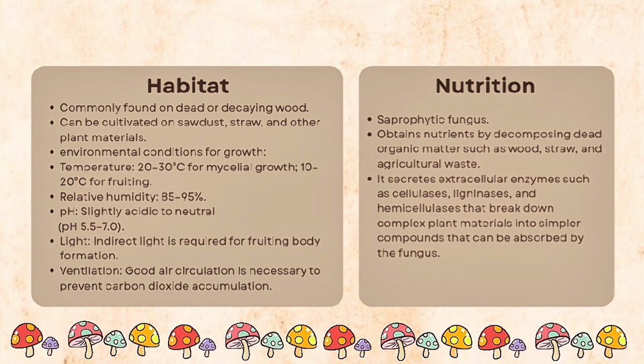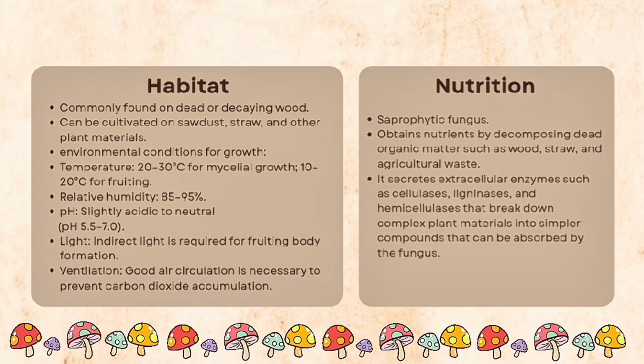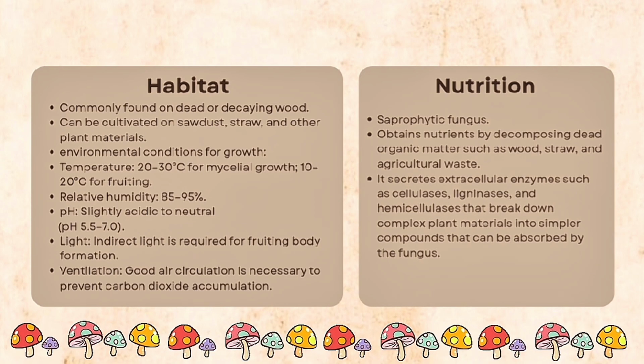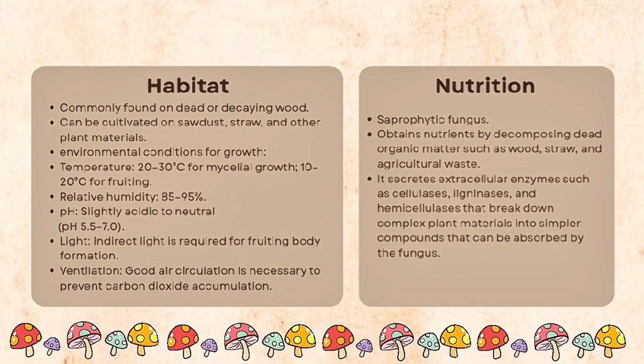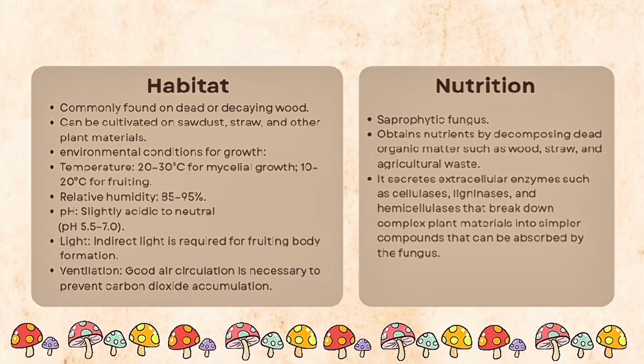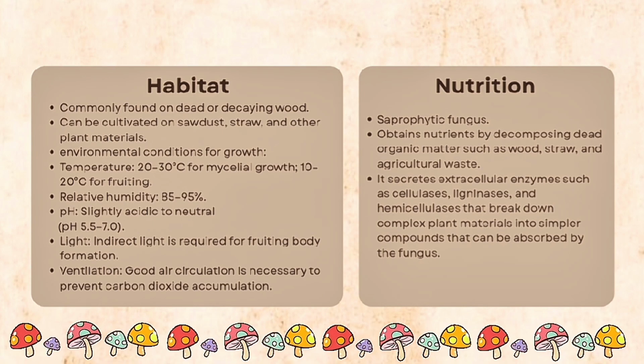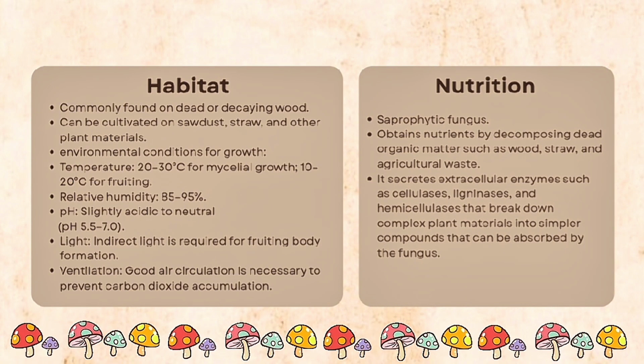Good aeration is necessary to prevent carbon dioxide accumulation. For nutrition, it is a saprophytic fungus, and it obtains nutrients by decomposing dead organic matter such as wood, straw, and agricultural waste. It also secretes extracellular enzymes such as cellulase, ligninase, and hemicellulase that break down complex plant material into simpler compounds that can be absorbed by the fungus.